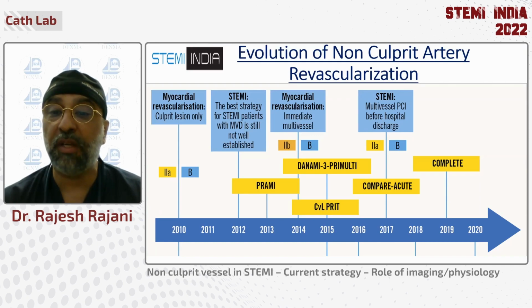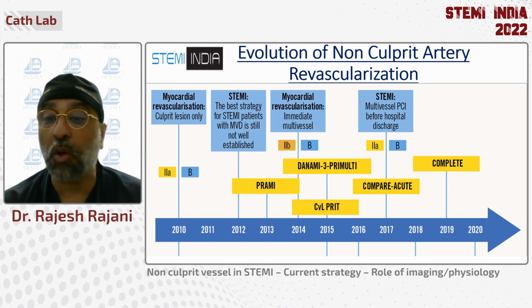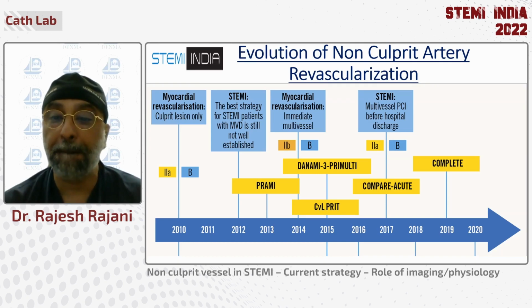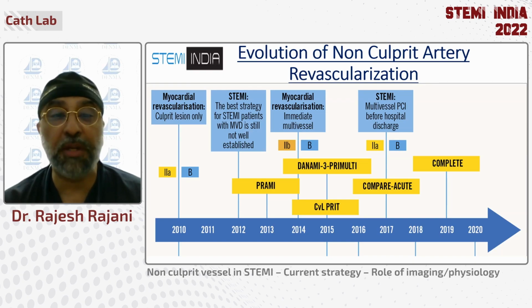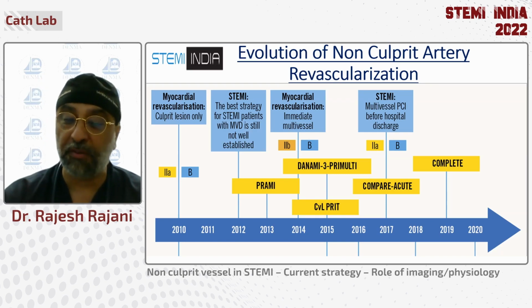In 2017, the COMPARE-ACUTE study used complete revascularization, at index or operator discretion, and used FFR with a class 2A indication. However, in 2019, the COMPLETE trial suggested that complete revascularization can be done in hospital, either as a staged procedure pre-discharge or within 45 days.